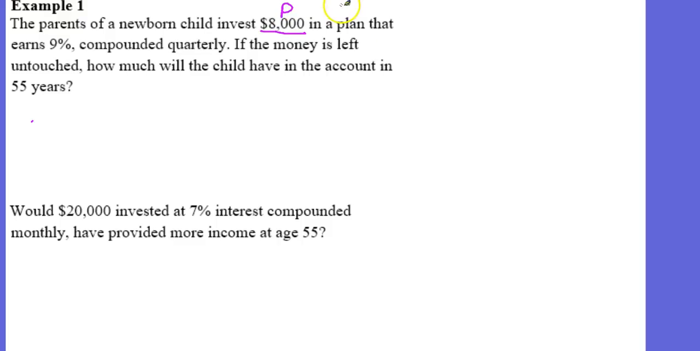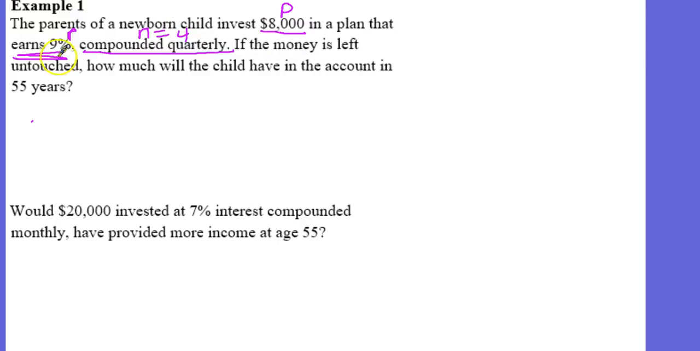The P, the principal. They invest $8,000 in a plan that earns 9%. What's that? That's our rate. You got it. Compounded quarterly. Well, compounded, that's the n, right? And how many times is it compounded in a year if it's compounded quarterly? 4 times. You got it.